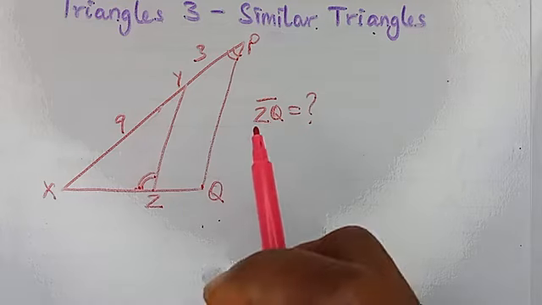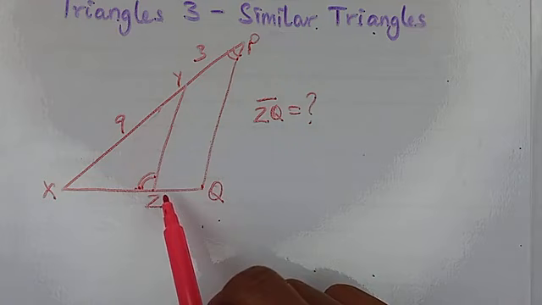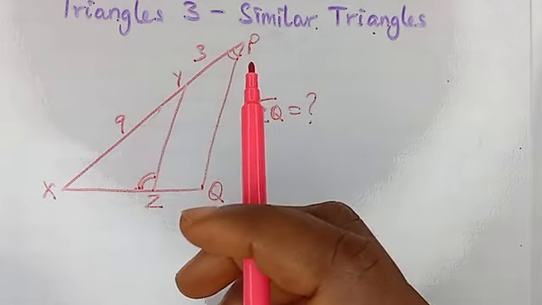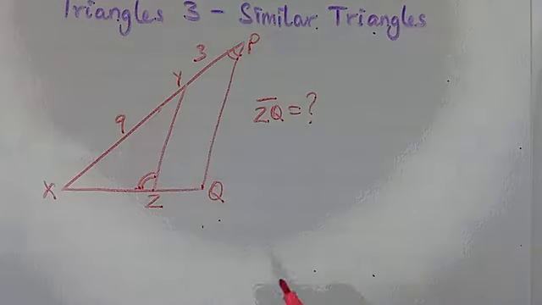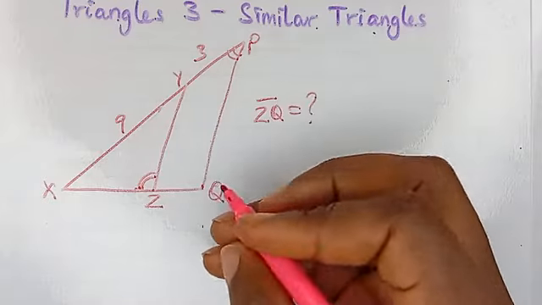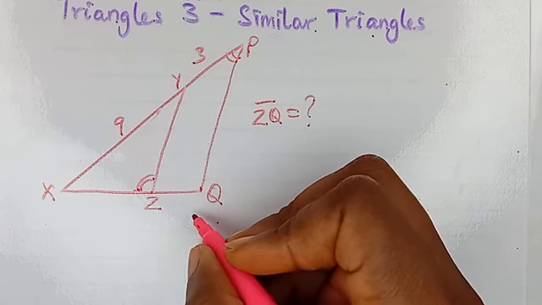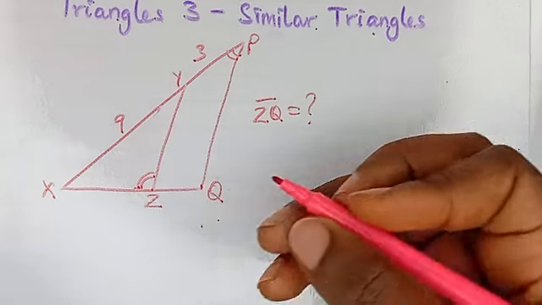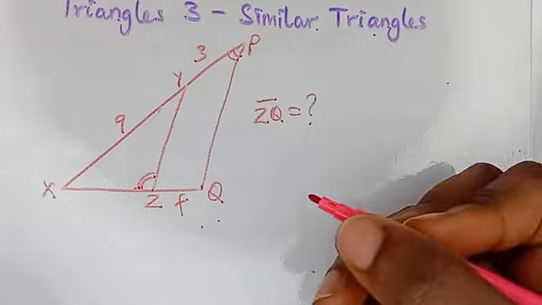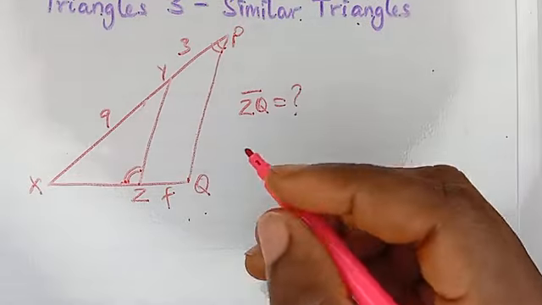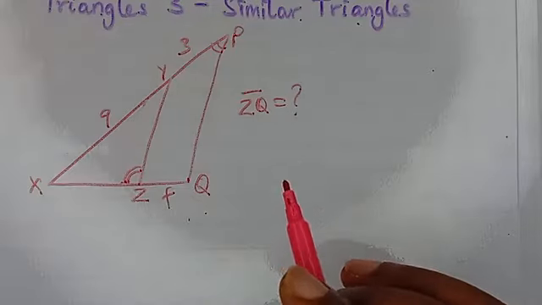Okay, so we've been asked for the length of ZQ, this line Z to Q. So that is what we've been asked for. Let's name that place. Let me name it side F. Yeah, it's a letter not usually used. So ZQ is what we are looking for, F.